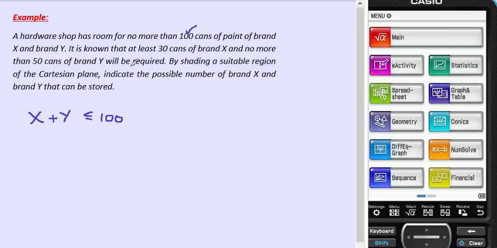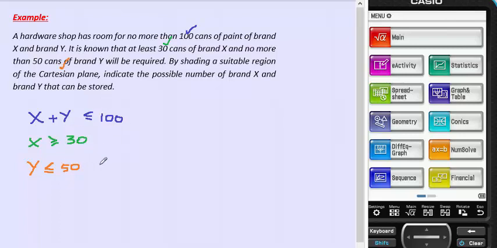Next one, let's do in green. It's known that at least 30 cans of X. So this means I must have at least 30 cans of X. So therefore X has to be at least 30. So there's my green rule. No more than 50 cans of brand Y. So let's go to orange. No more than 50 cans means Y has to be less than or equal to 50. So there's my orange rule.